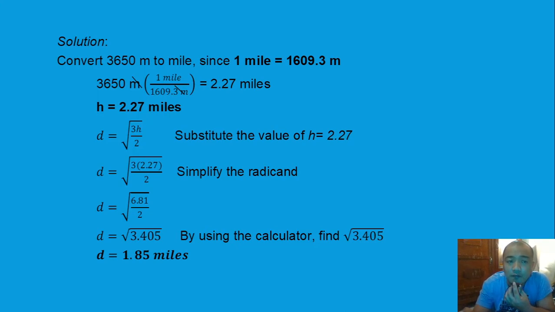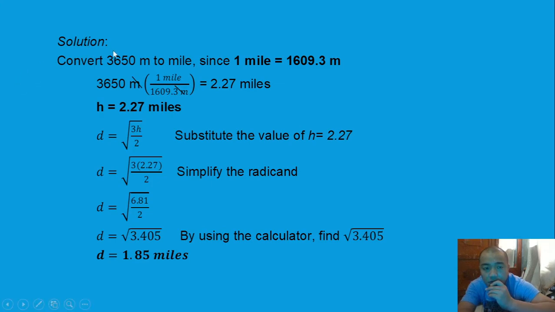So let's first convert 3650 meters to miles. Since 1 mile is 1609.3 meters, we divide 3650 by 1609.3, which is equal to 2.27 miles. That is the value of h.